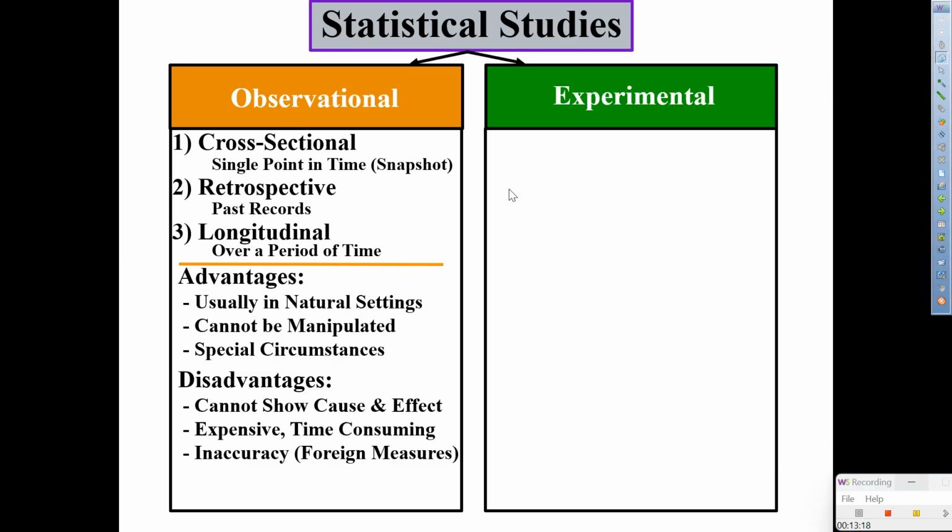So, with that said, those are the 3 most common. And once again, observational is usually not beneficial for people that want results fast, because it takes time and it takes a lot of money. Therefore, what is the one statistical study that most focus on? Experimental. Now, within the experimental, there are 2 types.